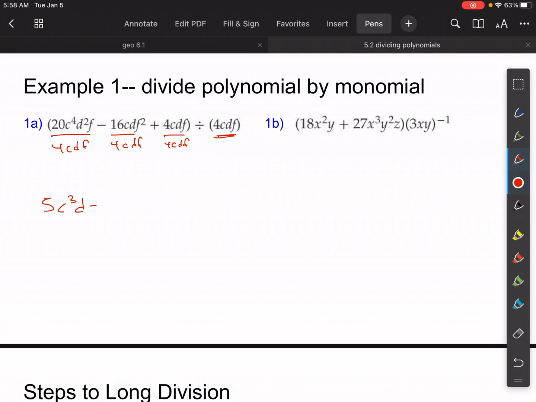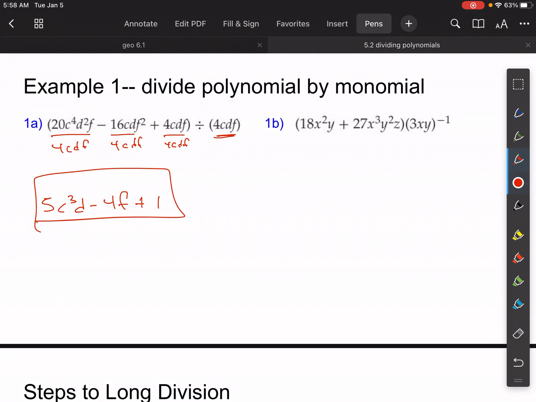Then we're going to subtract here. 16 divided by 4 is 4. C over c is just 1, so we're going to leave it. D over d is just 1. We'll leave that. And then we're just left with the f. And then here, 4 over 4 is just 1. C over c is 1. D over d is 1. F over f is 1. So we're just left with 1. So that is our answer.